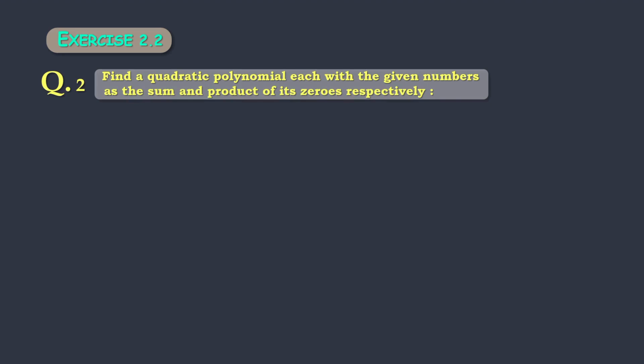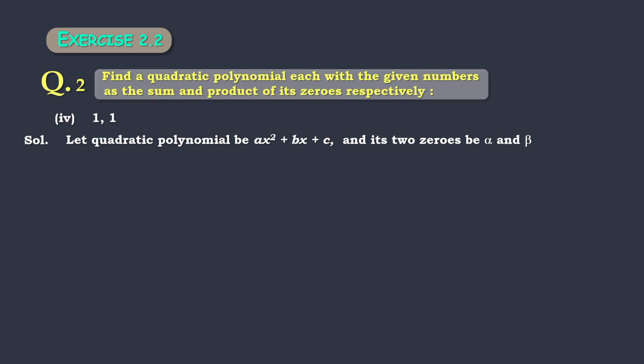Let us solve question 2, part 4. We are given that the sum of zeros is 1 and the product of zeros is also 1. Let us assume the quadratic polynomial is ax square plus bx plus c. Let its zeros be alpha and beta. We know that sum of zeros is equal to minus b divided by a. And product of zeros is equal to c divided by a.